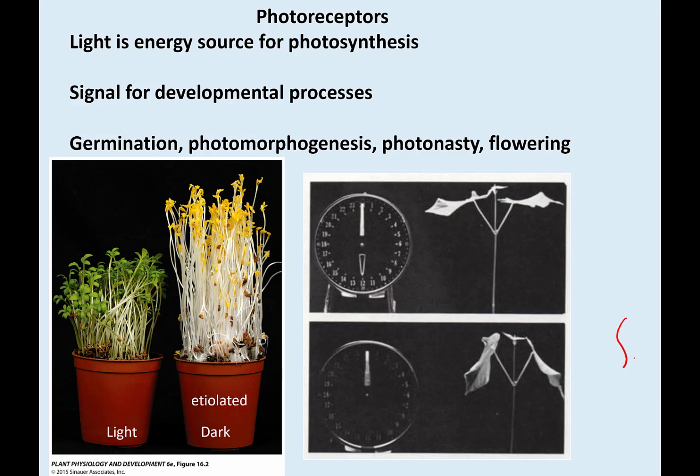We're going to talk about photoreceptors. And as you guys are all used to, photosynthesis is used to produce energy. The plant absorbs light, and that light is converted into sugar. And so we all know that light is really important, obviously, the source of energy for photosynthesis. But light is also recognized by plants as a signal for developmental processes.